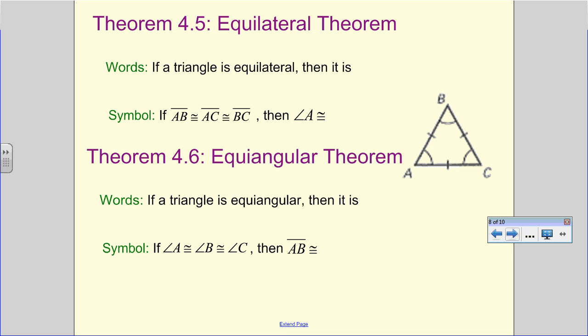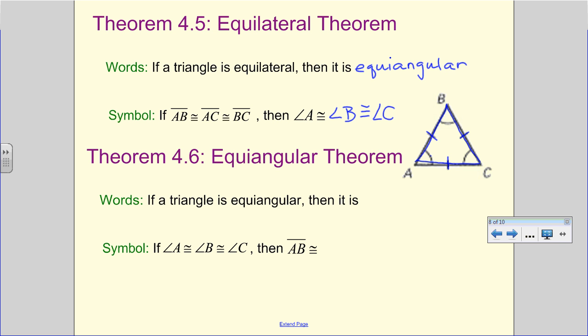All right, so now we have our equilateral theorem. If a triangle is equilateral, meaning all equal sides, then it is also equiangular. And that kind of fits with what we said in isosceles. The angles opposite the congruent sides were congruent. Well, if all of my sides are congruent, then all of my angles should be congruent. So if AB is congruent to AC, which is congruent to BC, then that means angle A is congruent to angle B, and it's congruent to angle C.